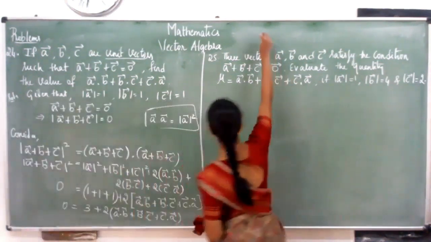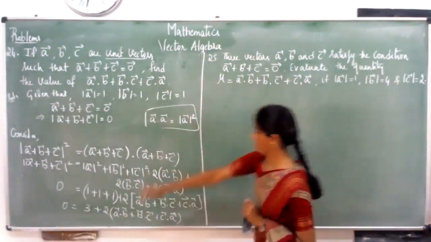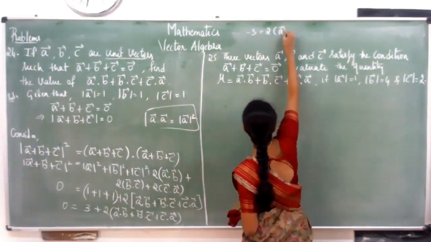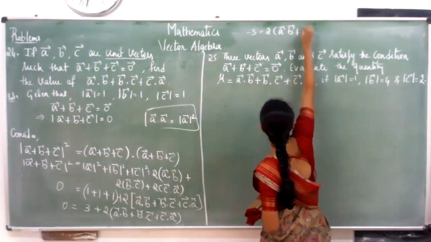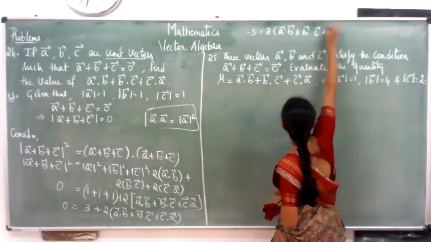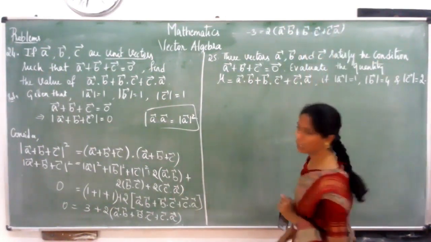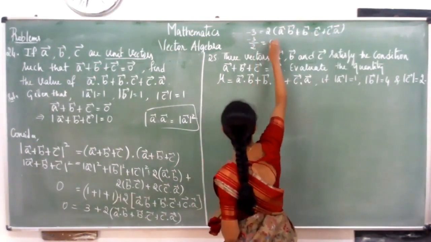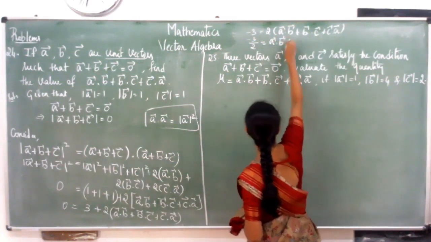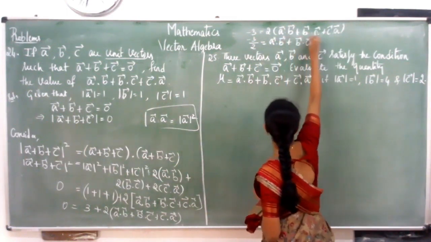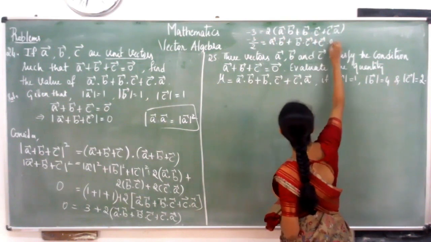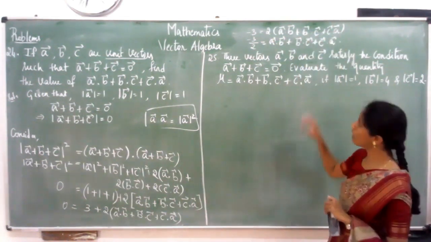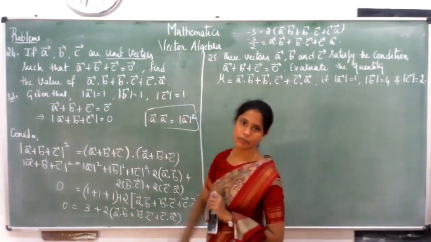So I shall write here. Minus 3 is equal to 2 times vector A dot vector B plus vector B dot vector C plus vector C dot vector A. Therefore, minus 3 by 2 will be equal to vector A dot vector B plus vector B dot vector C plus vector C dot vector A. So we now found the value of this.